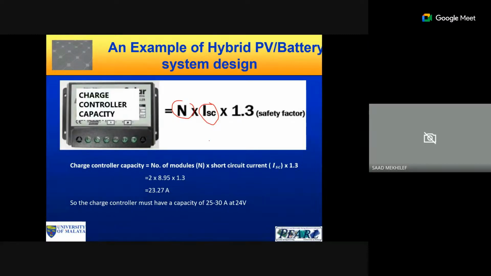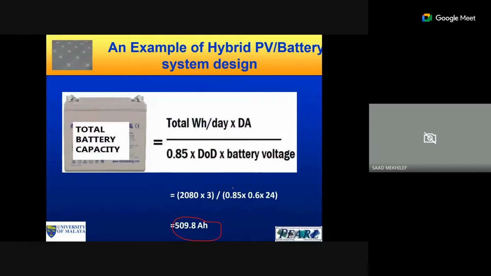So we calculate the charge controller rating for the current. The charge controller capacity is the number of modules times the short circuit current times 1.3 to accommodate for surges. So we have 2 panels times the short circuit current times 1.3, which is 23. So the charge controller must have a capacity of between 25 to 30 amperes at 24 volts. So we know the inverter, the charge controller, the battery, and the PV panel. Now it's ready to design the system. Any questions for this example?